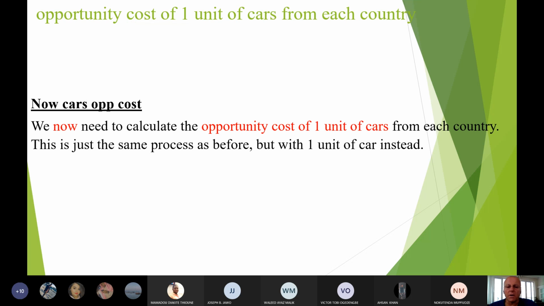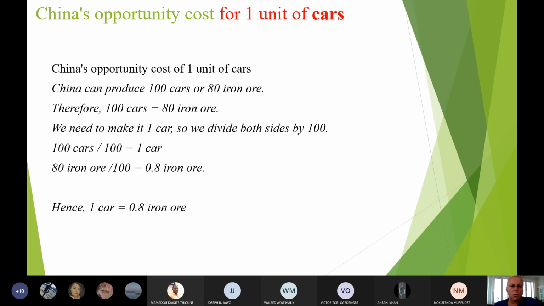Then we are going a little bit further for making some suggestions. We now need to calculate the opportunity cost of 1 unit of cars from each country. It is the same process as we did, but we use 1 unit of car instead. Then China's opportunity cost of 1 unit of car: we are doing the vice versa. 100 cars will become 80 iron ore. Then we are dividing again. 100 cars will be divided by 100. Then 1 car is supposed to be 100 divided by 100, which is 1.